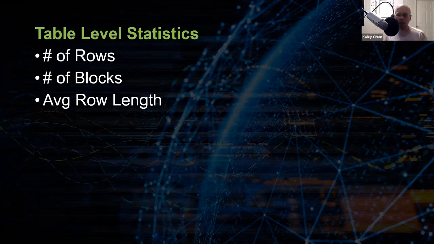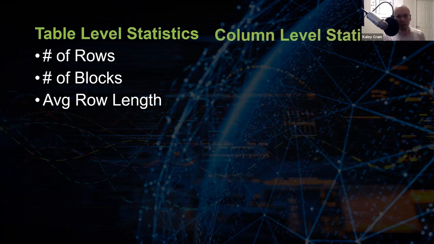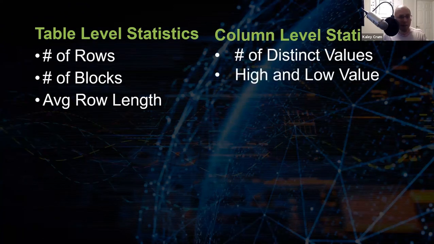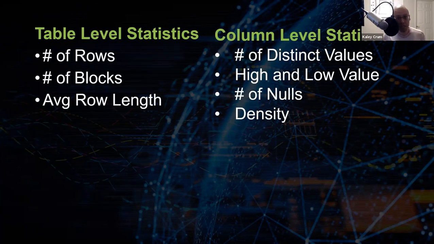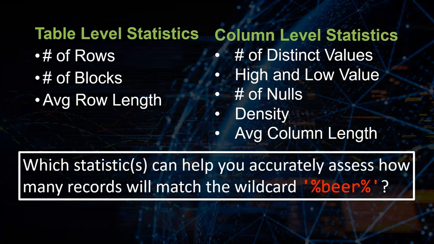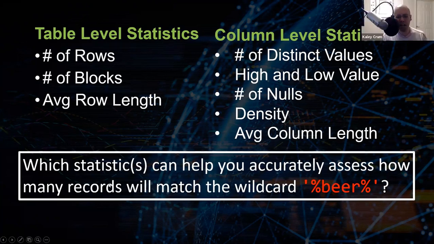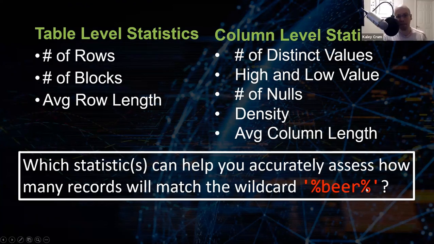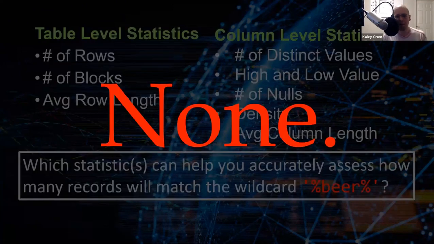We also have column level statistics that are recorded for each column in the table. This is going to record things such as the number of distinct values in a column, the high value of the column, the low value of the column, the number of nulls in a column, the density of a column, which is kind of like 1 divided by the number of distinct values, unless you have a histogram and then things get weird, and the average column length. So we've got all these statistics to choose from. Which one of these statistics can help you accurately assess how many records are going to match the wildcard '%beer%'? The answer is none. None of those are going to help you.